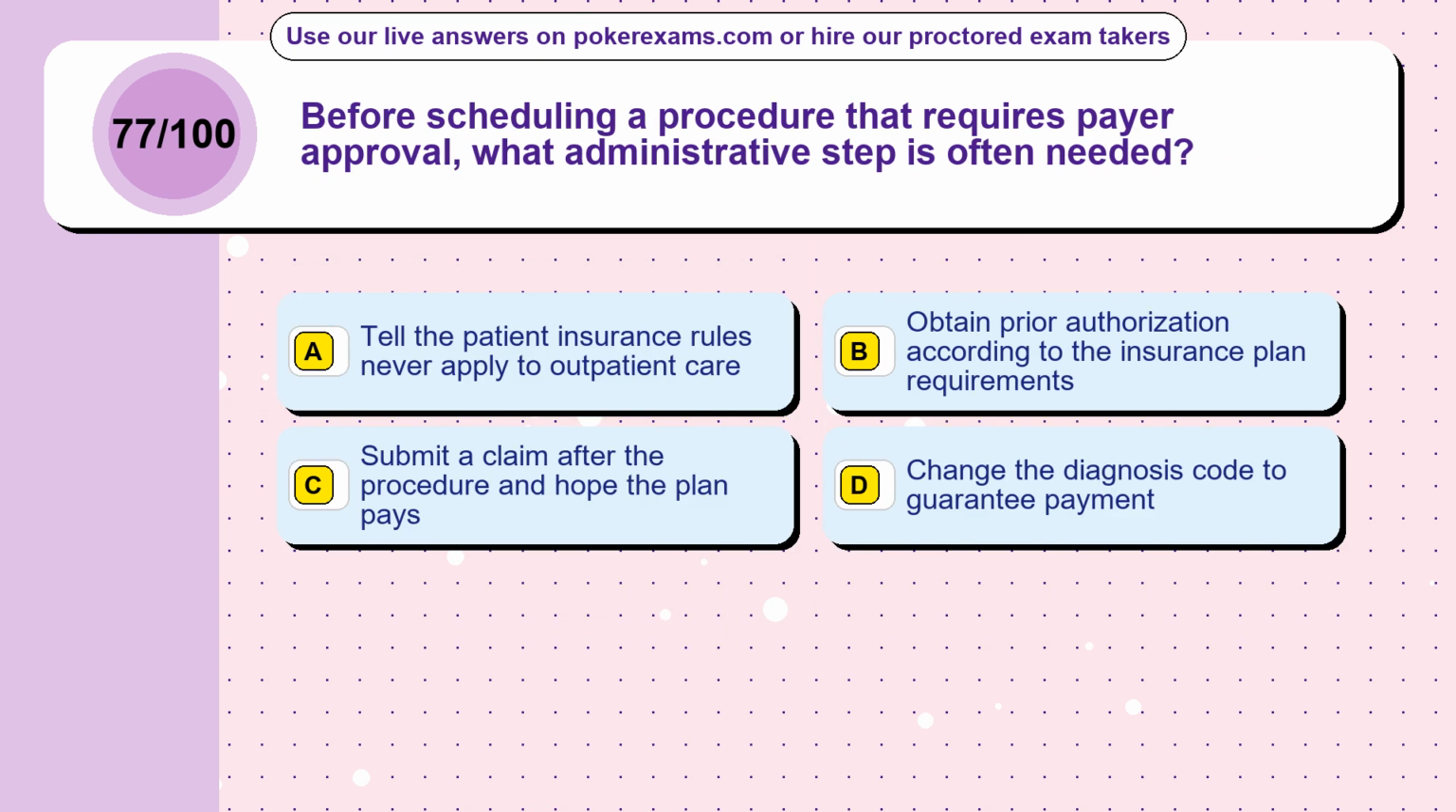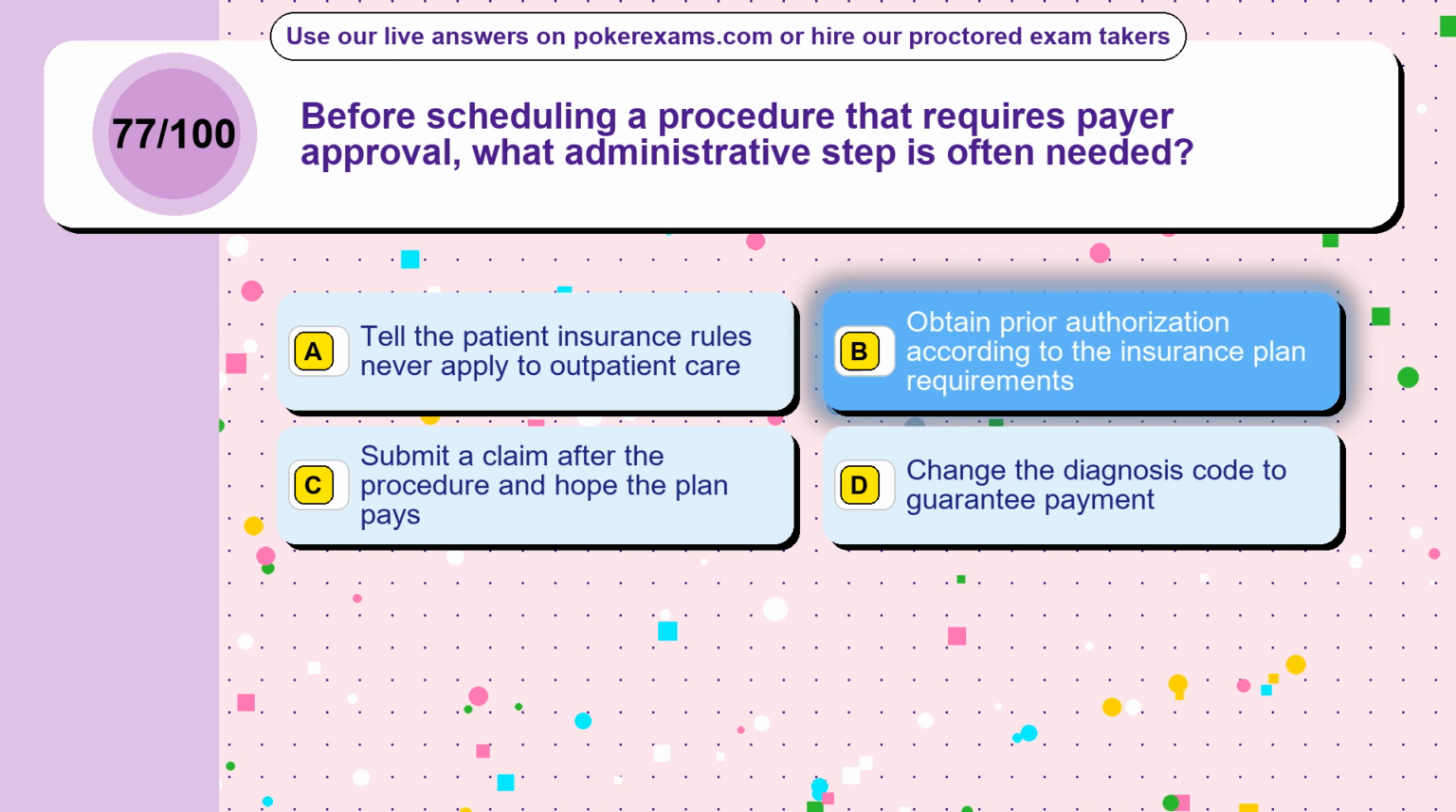Question 77. Before scheduling a procedure that requires payer approval, what administrative step is often needed? Option A. Tell the patient insurance rules never apply to outpatient care. Option B. Obtain prior authorization according to the insurance plan requirements. Option C. Submit a claim after the procedure and hope the plan pays. Option D. Change the diagnosis code to guarantee payment.